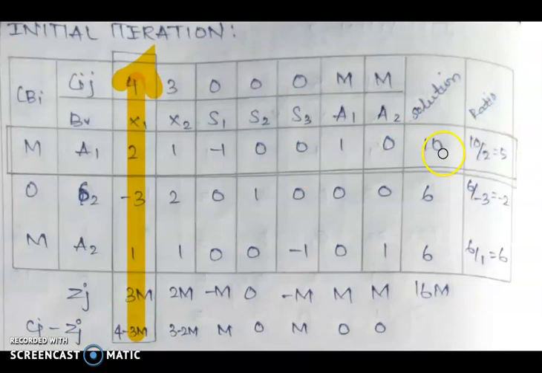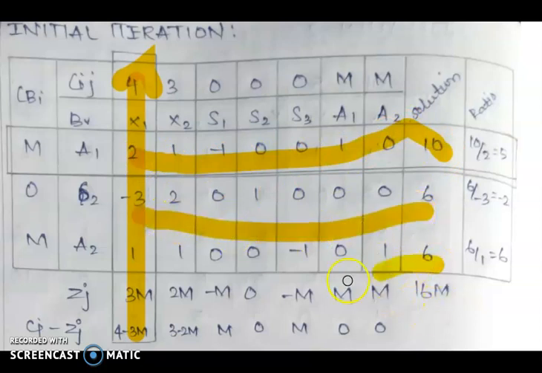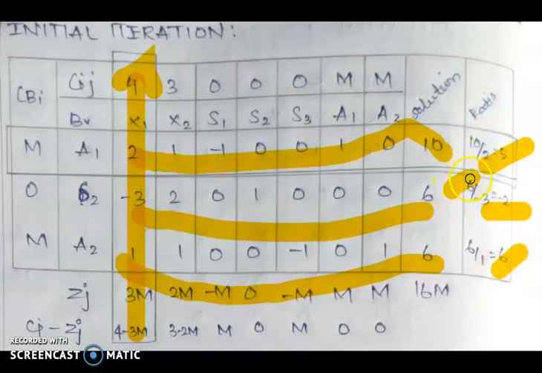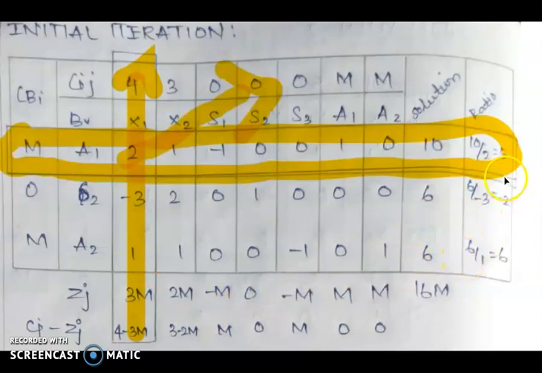For the minimum ratio, we divide: 10 divided by 2, 6 divided by minus 3, 6 divided by 1. So here 10 divided by 2 is 5, minus 2, 6. In this ratio we cannot consider negative values, only positive values, and the positive value should be the minimum. Here the ratios are 5, minus 2, 6. We do not consider the minus, so among 5 and 6 the minimum value is 5. So this is the leaving variable.